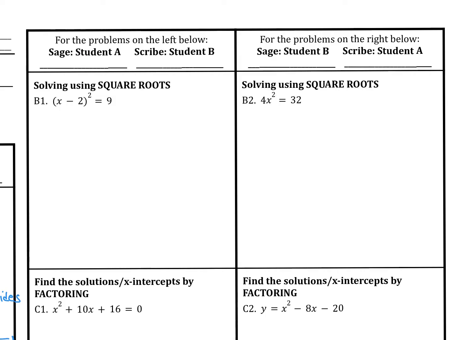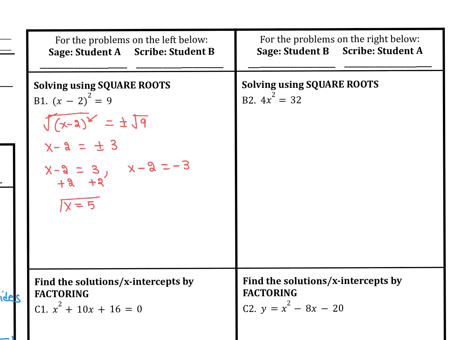So for B1, you're going to just take the square root on both sides, and you got plus or minus square root of 9. You got x minus 2 equals plus or minus 3. So you got two equations, one with the plus 3 and the other one with the negative 3. Plus 2 on both sides, you got x equals 5. And plus 2 on both sides, in this case you got x equals negative 1.